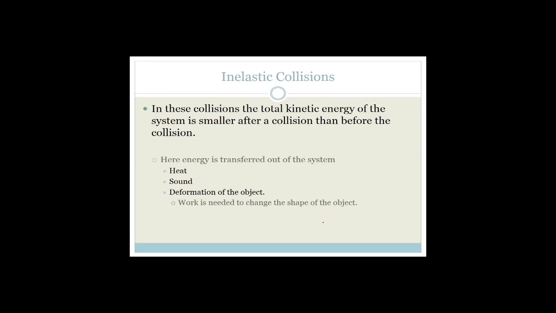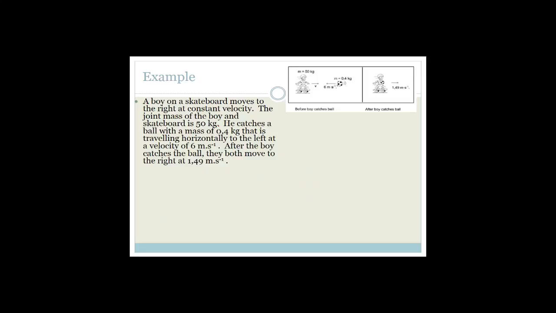Okay, so in any inelastic collision, the total kinetic energy of the system is smaller after the collision than before. Energy is transferred out of the system in the forms of heat, sound, and deformation. And work is needed to change the shape of the object, which is why you have deformation of an object. So let's do an example. Now, before when we were doing momentum, you would write P before equals P after. Now, grade 12s, if you write EK before equals EK after, you are wrong because you are trying to prove this. So you can't write that. You're assuming that they're equal, but you have to prove whether or not they are equal.